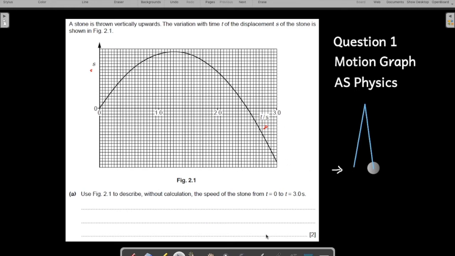Displacement is 0. Where is this point? The point where the ball is right now, displacement 0. That means you have come back to your original position. You are at this point.